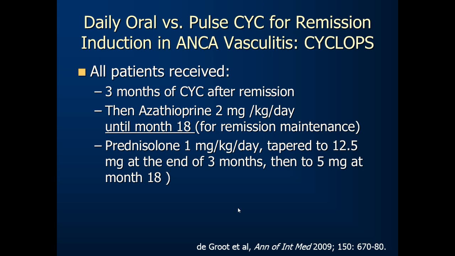Then, after that 3 months of remission maintenance, they would all be switched to azathioprine, and they'd receive 2 mg per kg per day until month 18, and then they stopped it. And then for their prednisone or prednisolone, the dosing, just to put it in context, is equivalent. Prednisolone just doesn't have to be converted. It is in the active form. 1 mg per kg per day, and they would taper to 12.5 milligrams at the end of 3 months, and then to 5 milligrams at the end of 18 months.